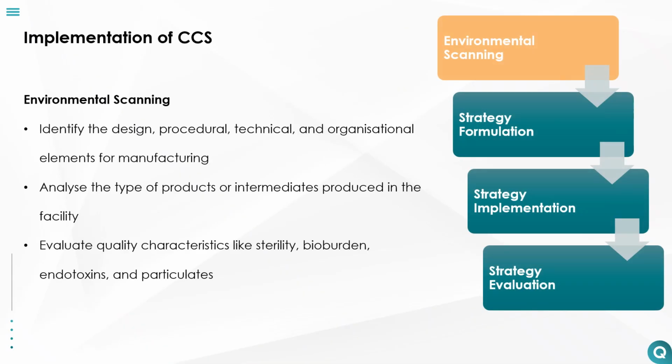The implementation of the contamination control strategy begins with environmental scanning, which involves several key steps, which are: 1. Identify design, procedural, technical, and organizational elements necessary for manufacturing processes. 2. Analyze the type of product or intermediate manufactured within the facility to understand specific contamination risks. And 3. Evaluate essential quality characteristics such as sterility, bioburden, endotoxin, and particulates to gauge contamination control requirements.